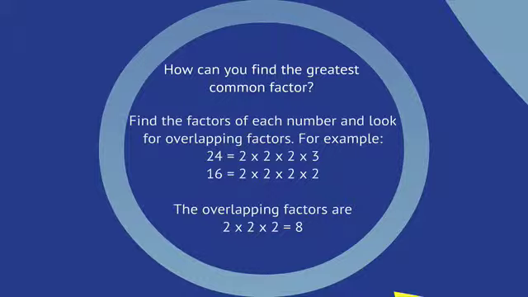How can you find the greatest common factor? Find the factors of each number and look for overlapping factors. For example, 24 equals 2 times 2 times 2 times 3. 16 equals 2 times 2 times 2 times 2. The overlapping factors are 2 times 2 times 2, which equals 8. And that's how we got 8 as our greatest common factor.